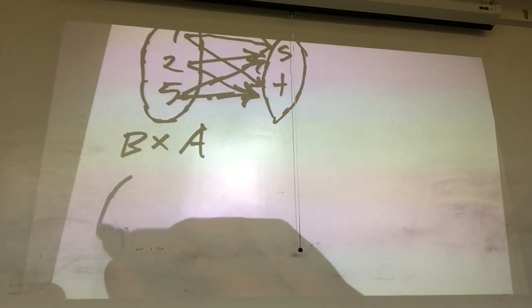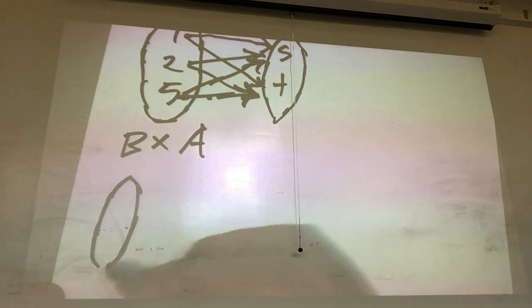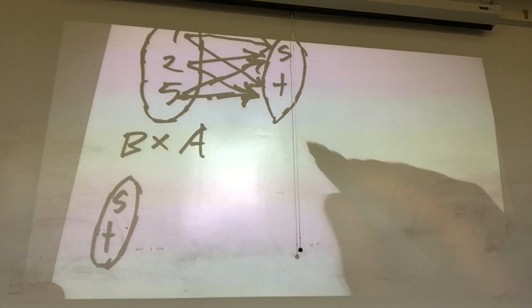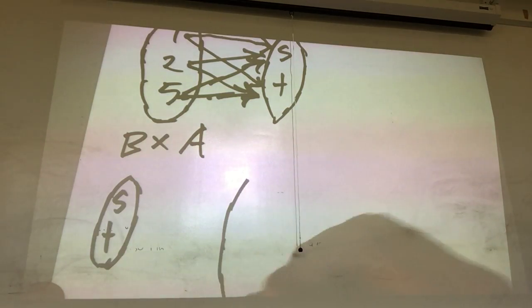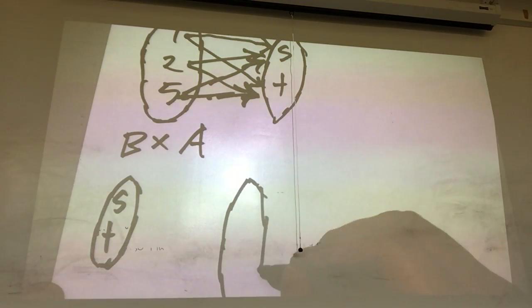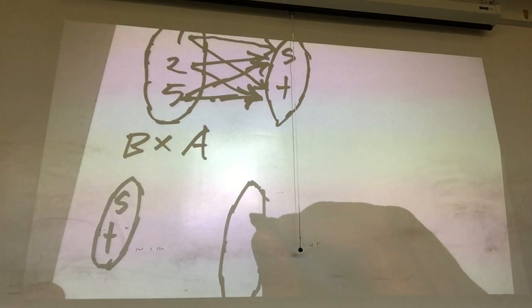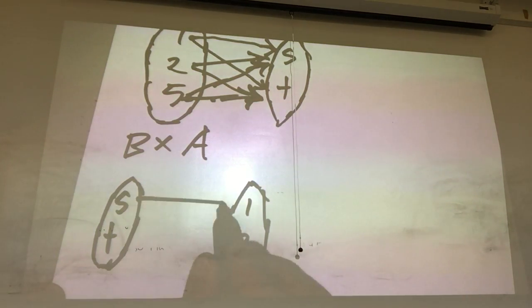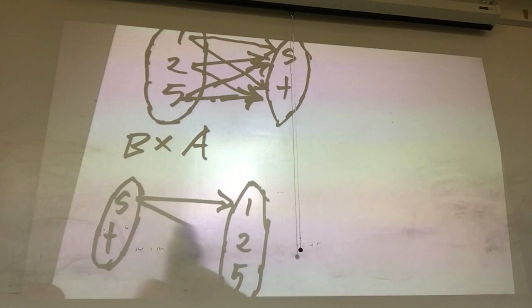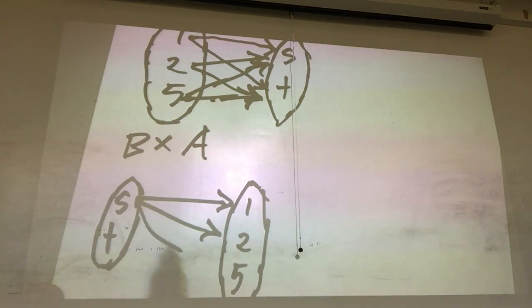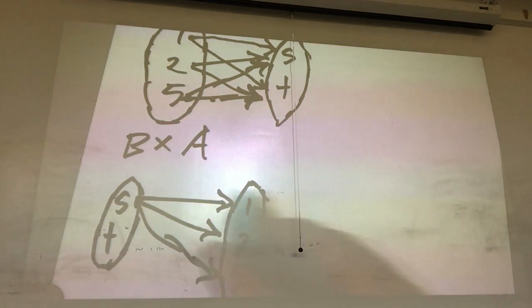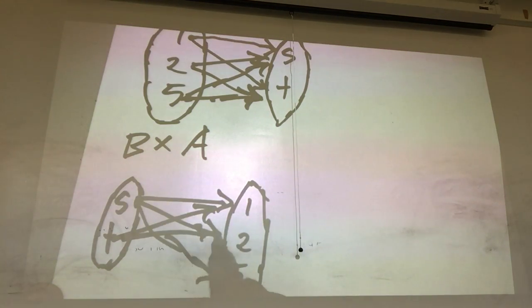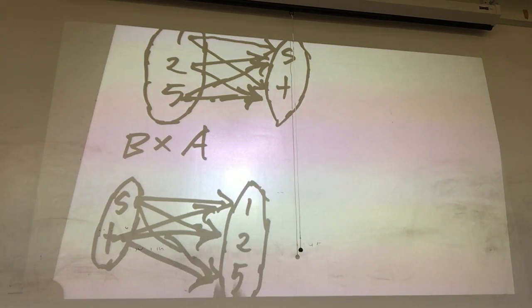Well, that would be s would map to 1, s would also map to 2, s would map to 5, t would map to 1, t would map to 2, and t would map to 5.